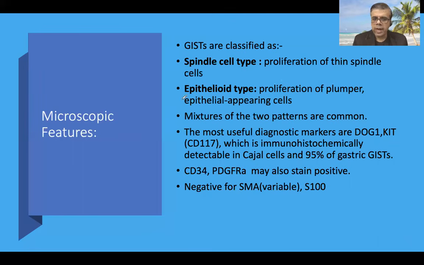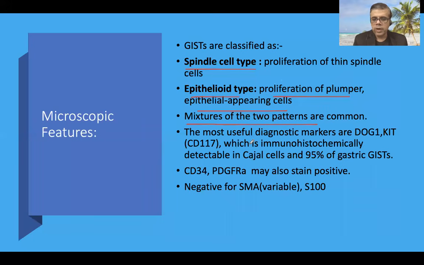Coming to the microscopic features, based on the microscopic features, there are 3 types. Spindle cell type is the most common type, with proliferation of thin spindle cells. Epithelioid type shows proliferation of much plumper cells, and the cells appear quite polygonal or epithelial-like. Now, a proportion of the tumors could be a mixture of the 2 patterns, which also could be seen.